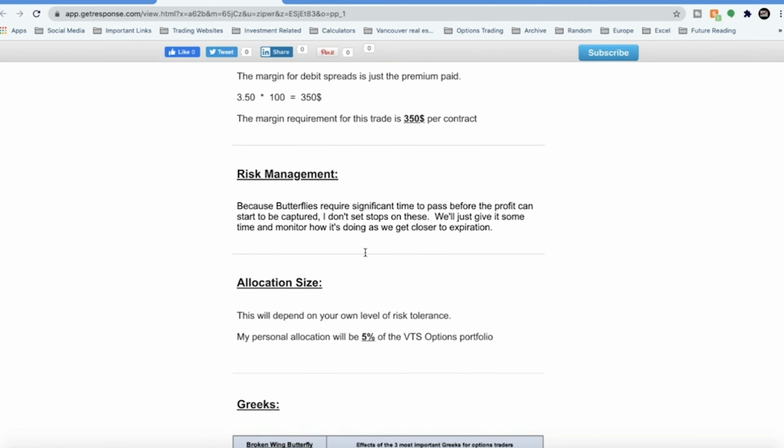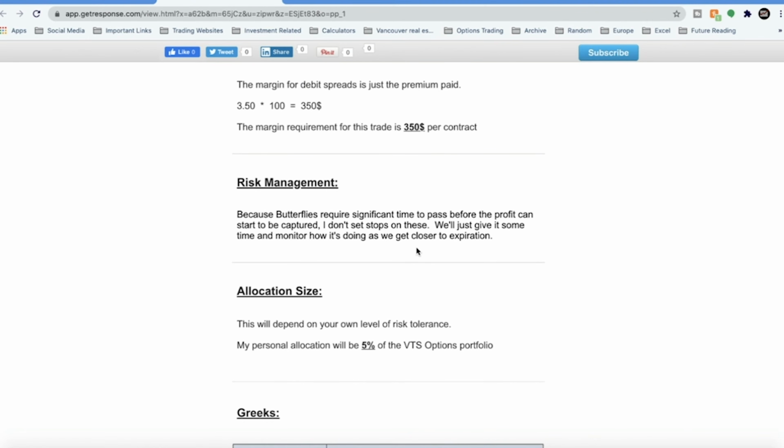We can go down here to the risk management section, and sometimes I'll use stop losses and other times I won't. So today for this trade, I mentioned that because broken wing butterflies, and butterflies in general, don't actually start profiting until you get closer to expiration. So with these specific trades, it makes more sense to just play it by ear, monitor it day by day, and decide when you're going to exit the trade later down the road, whether for profit, hopefully, or a loss if necessary. But there won't be any stop losses set for this specific trade.